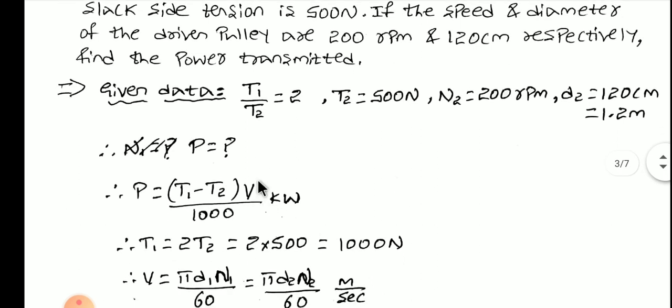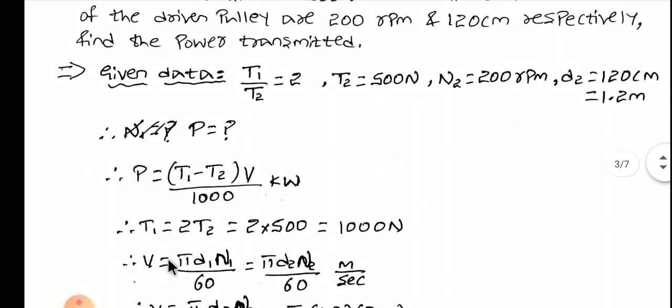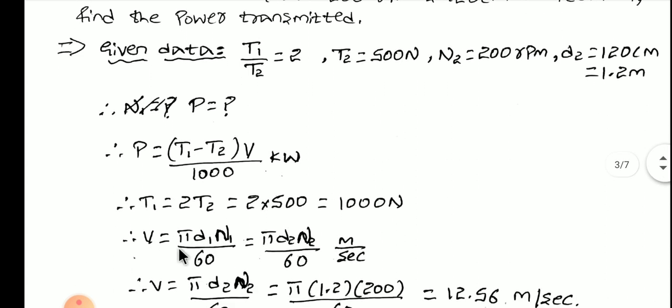Now we don't know the velocity of the belt drive. We know the formula. Velocity of the belt drive is pi d1 n1 divided by 60, or it can be written as pi d1 into n1. At that time the unit will be meter per minute. In this I have converted that into meter per second. That's why I have divided it by 60.